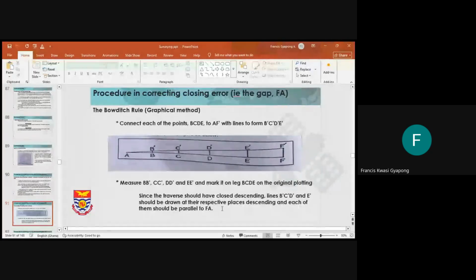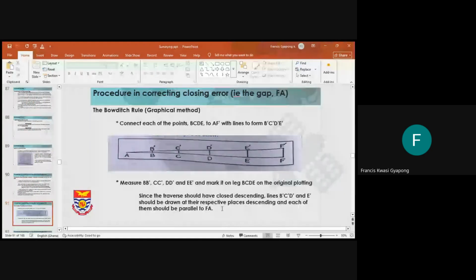And so when you are going to correct, I tell you this one, it takes a while to understand the error of closure. But still, some of you can go online and see it. So those are the traverse legs and the amount of the error that they are going to carry. Now with this, you are going to measure the small distance between B and B prime. And then you go to where B is and measure that distance.